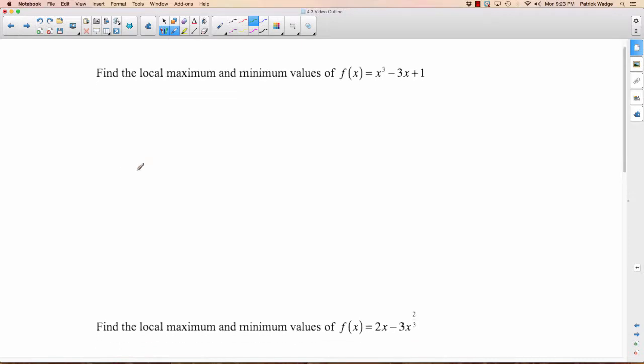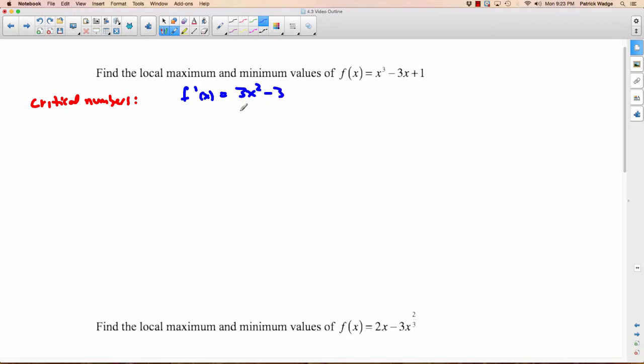Find the local maximum and minimum values of f of x equals x cubed minus 3x plus 1. So the first thing you want to do is find the critical numbers. Sometimes I'm going to say critical numbers, sometimes critical values. It's the same thing. Critical points, I think some people say. So the critical numbers, how do we do that? We take the derivative. So we find f prime of x, which equals 3x squared minus 3, and that's just a constant, so we're done.